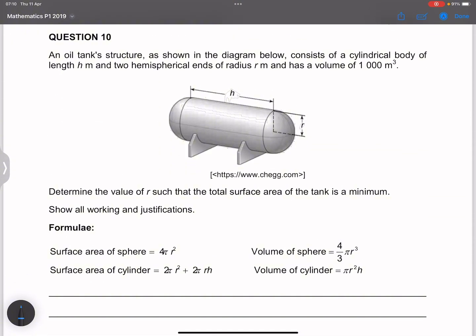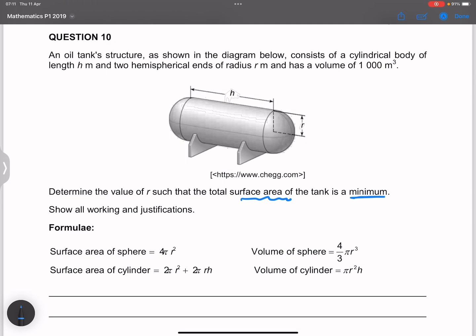Right, so we're given there an oil tank structure as shown in the diagram, which consists of a cylindrical body of length h and two hemispherical ends of radius r, and has a volume of 1,000 cubic meters. They say determine the values of r such that the total surface area of the tank is a minimum. All right, now let's look for the volume first of that entire structure.